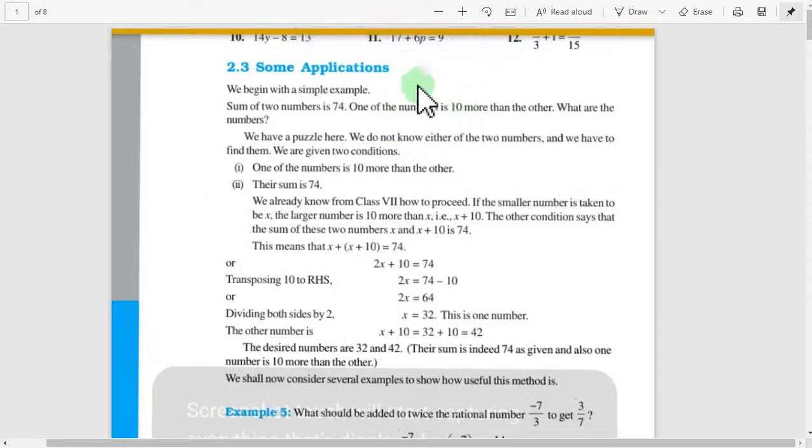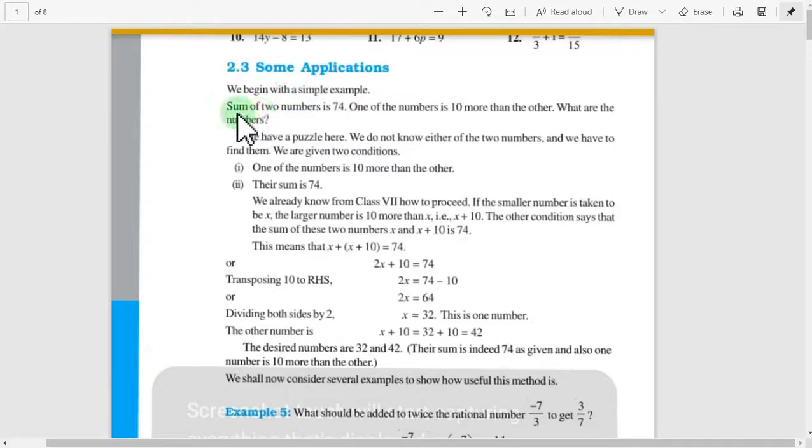Good morning, students. We will continue today with the second chapter, its application part, solution of linear equations, its application part. Statement questions: first we have to convert the statement into an equation and then we have to solve it.